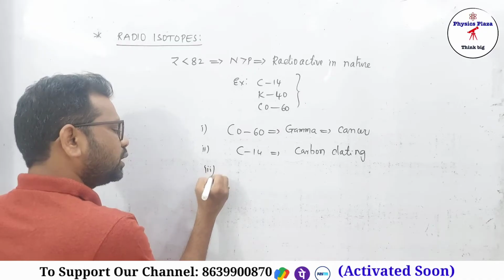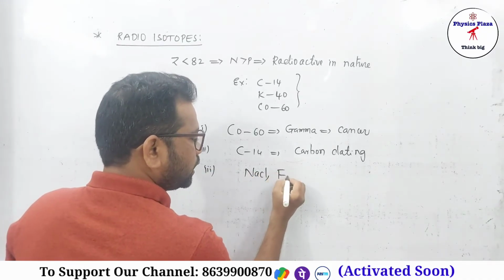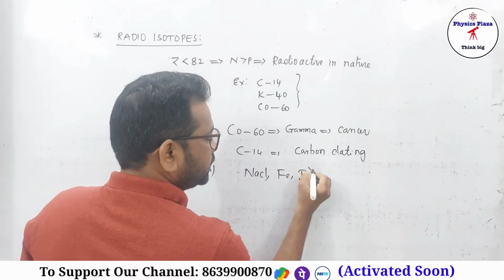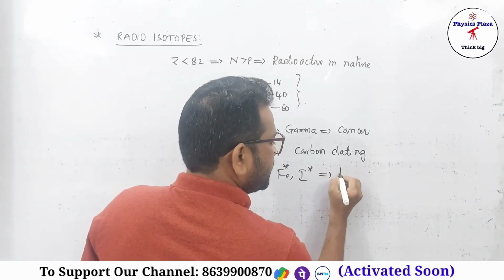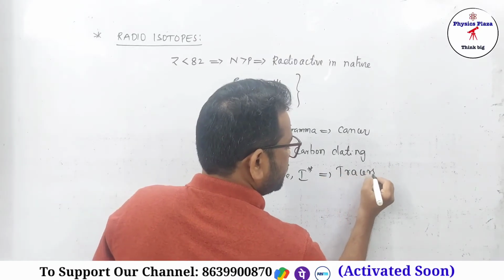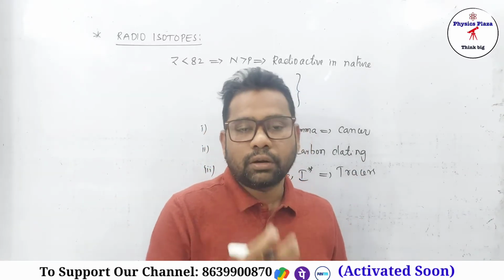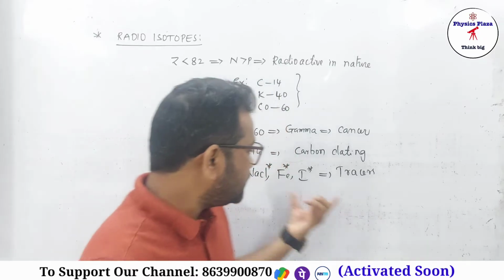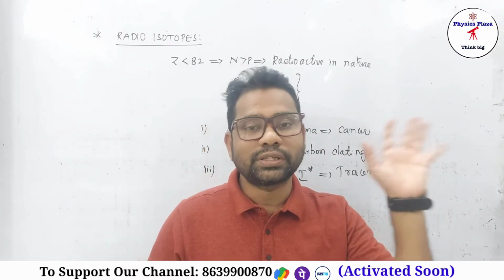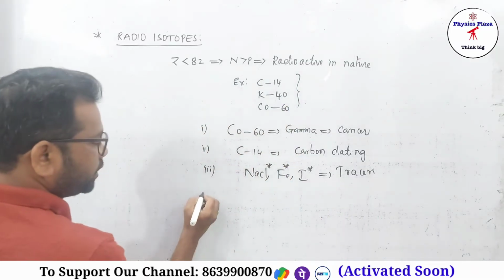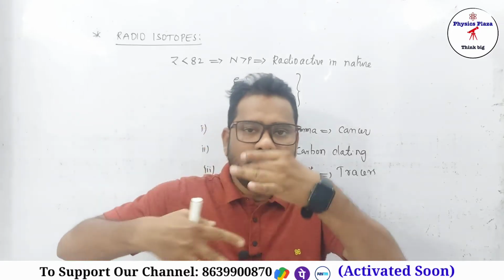And here, children, radioactive sodium chloride, radioactive iron, radioactive iodine, these three are called tracers. These are used to find if there are any blood clots or tumors in the brain. So these tracers are used to detect tumors in the brain or clots in the blood.